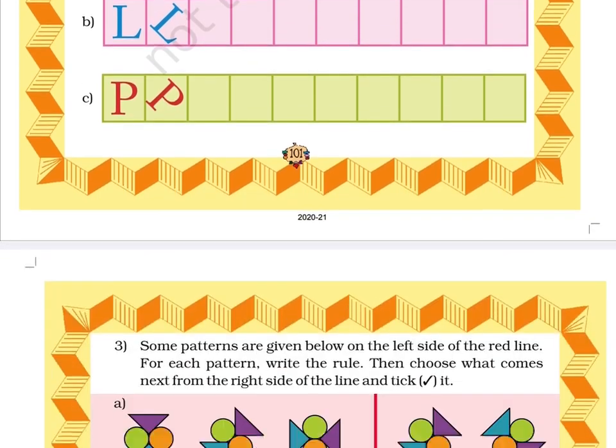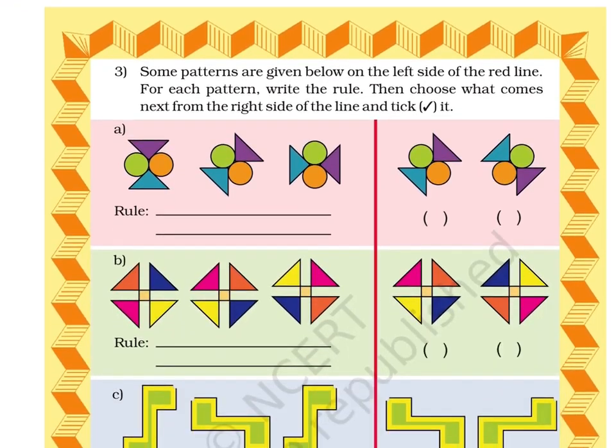Page 102. 3. Some patterns are given below on the left side of the red line. For each pattern, write the rule. Then choose what comes next from the right side of the line and tick it. There's a red line drawn vertically in the middle. On both sides of it we have some patterns.